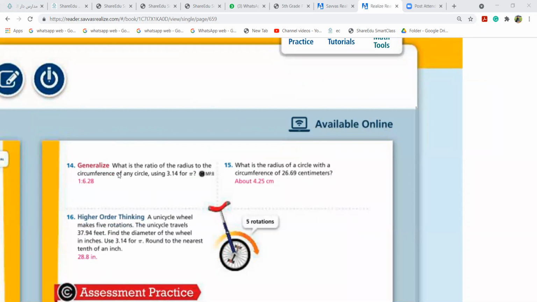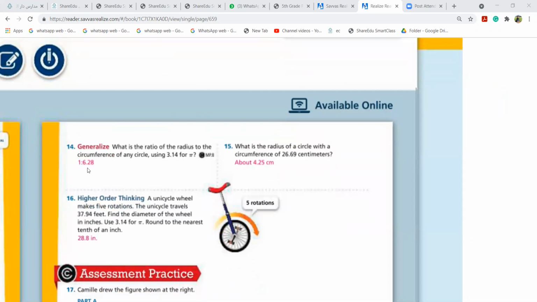What is the ratio of the radius to circumference of any circle using 3.14? Just write down 1:6. What is the radius of a circle with circumference 26.69? This is a long question. You all know that R, they're asking you R. They gave you the circumference. They're asking you R. How much is R?